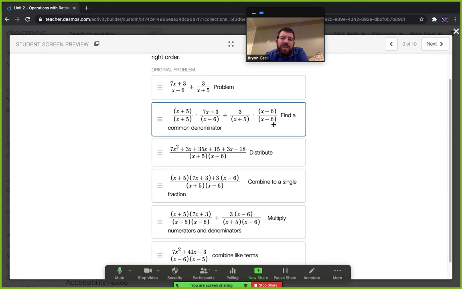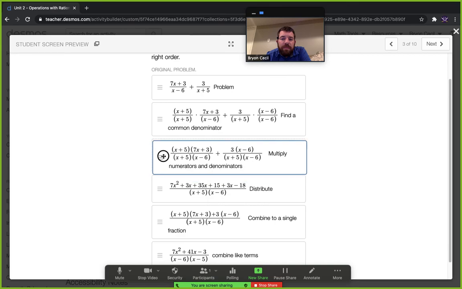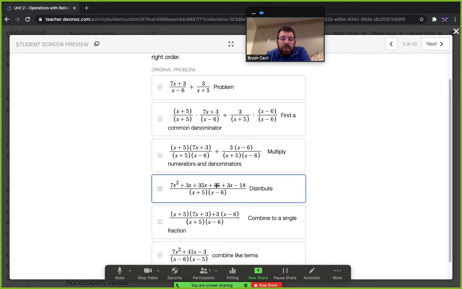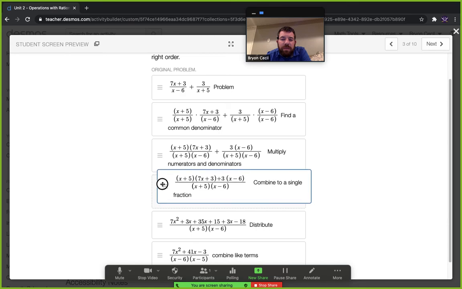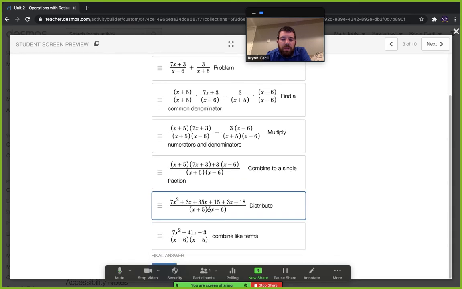And again, the reason that works is you're really just taking it times 1, because x plus 5 over x plus 5 gives you 1. So you're really not changing it, you're just taking it times 1 to get it in a different shape. So once we do that, you would multiply them. Then we would multiply all of these, and once you did that, you would combine to a single fraction right here. You would distribute the 3, and then combine those like terms.